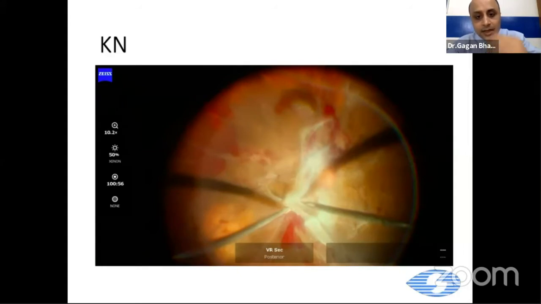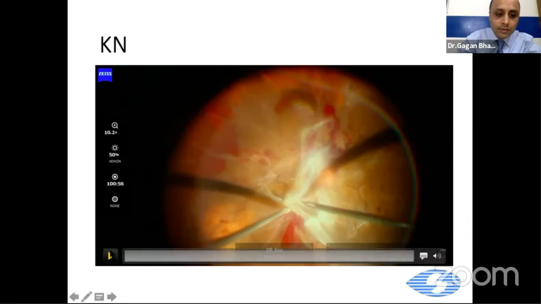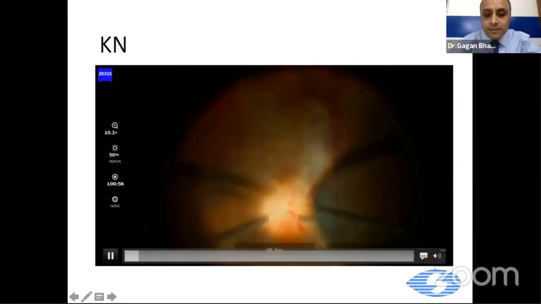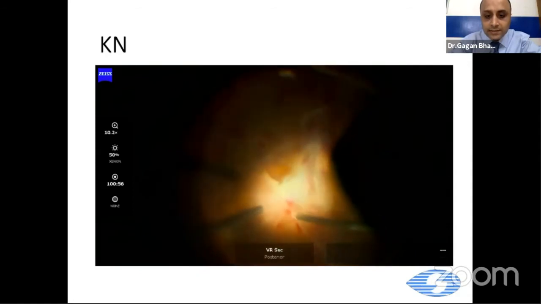I think the detachment was extending, with the inferonasal area from 12 to 8 being the only area where the retina was attached. And there was a break in both the quadrants in that area. So it was extremely difficult for us to complete the PVD and enter the hyaloid from the nasal side.